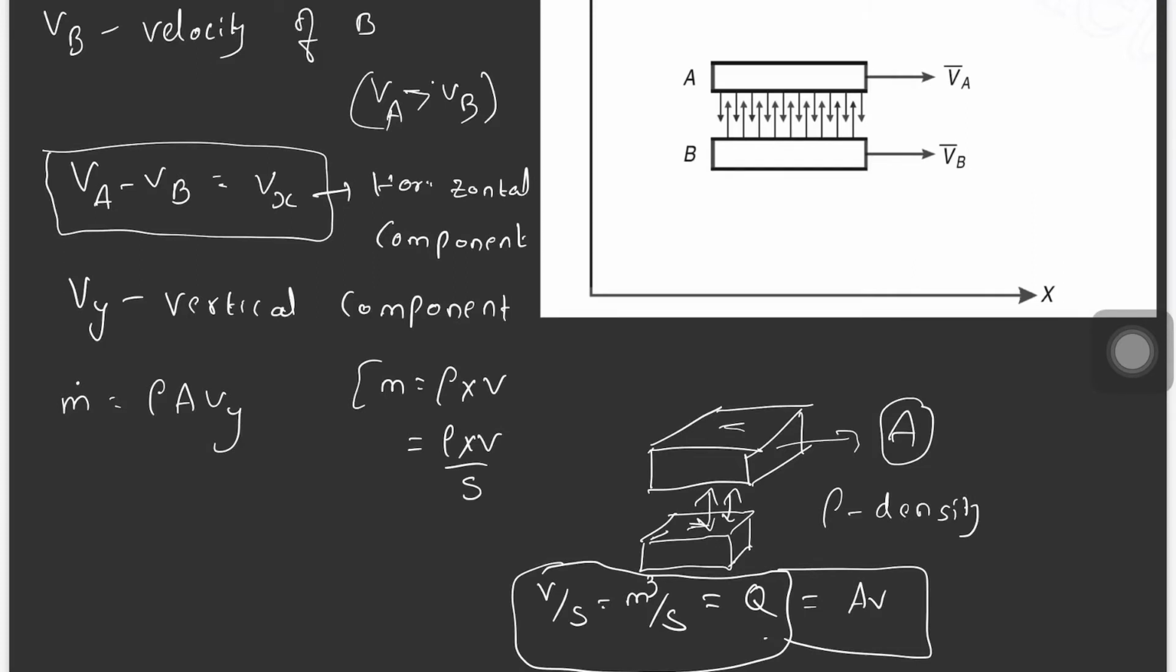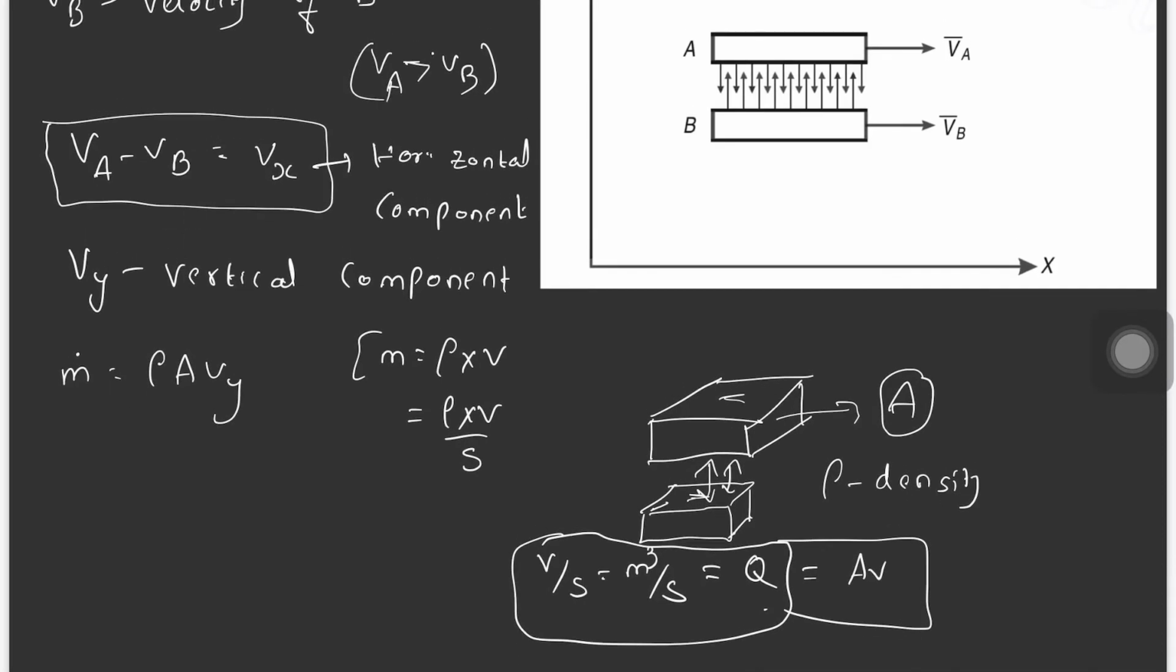Now how can we write momentum transfer? Momentum transfer means mass into velocity. Here we know mass is rho A Vy. What is the velocity? Here momentum transfer takes place because the flow is happening in the horizontal direction, which means mass into horizontal component of velocity. What is the horizontal component of velocity? Vx. So change of momentum or momentum transfer P is equal to rho A Vy, that is mass, into Vx. So P, momentum transfer, is rho A Vx Vy.